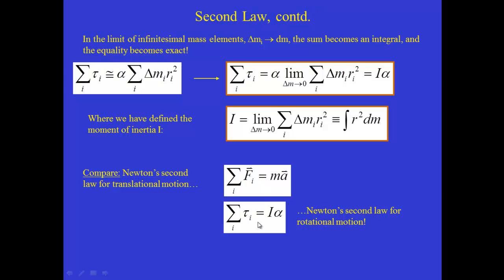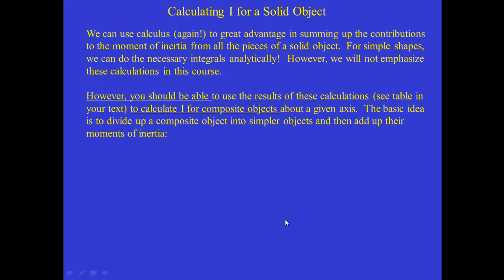So look at these two equations. They're so similar that in fact the second equation we call Newton's second law for rotational motion. M in translational motion represents the resistance that an object has to being accelerated. The larger m is, the larger force you have to use to get it to accelerate. I, for rotational motion, measures the resistance of an object to being rotated. If I is large, that means you have to apply a large torque in order to get the object to rotate. Now, what do we do with that I? How do we get values for I?